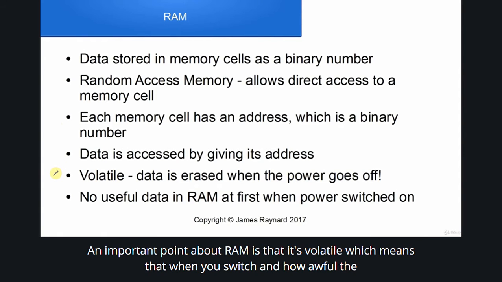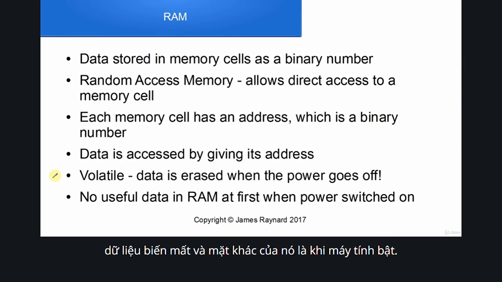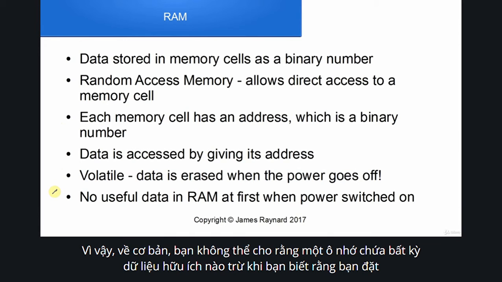An important point about RAM is that it's volatile, which means that when you switch the power off, all the data disappears. And the other side of that is when the computer is switched on, there isn't going to be any useful data in RAM. So basically you can't assume that a memory cell contains any useful data unless you know that you put it there yourself.